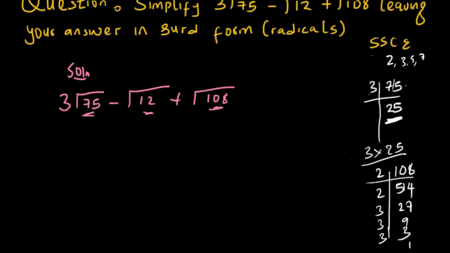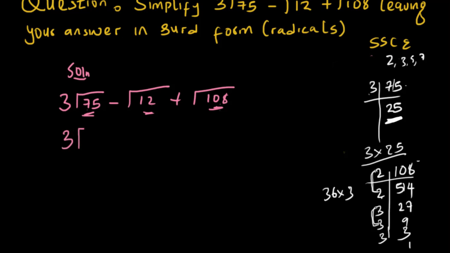Now for this, all we need to do is to try to pair these. Can you see? We have 2 pairs of 2, 2 pairs of 3. So we do 2 times 2, 4. 4 times 3, 12. 12 times 3, 36. So 108 is the same thing as 36 times 3. Do you understand? So let's solve this.